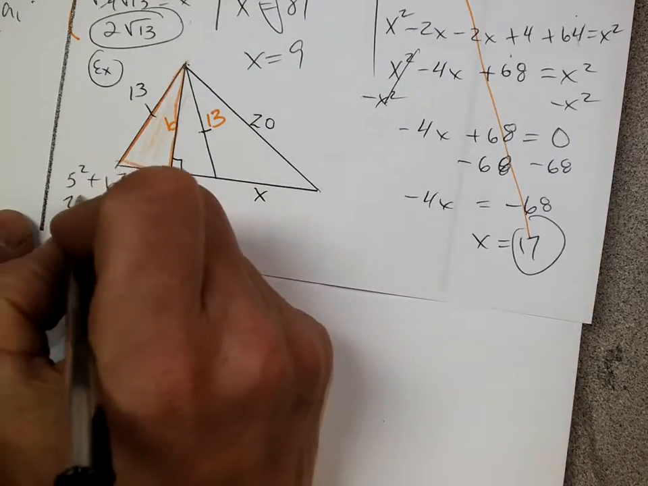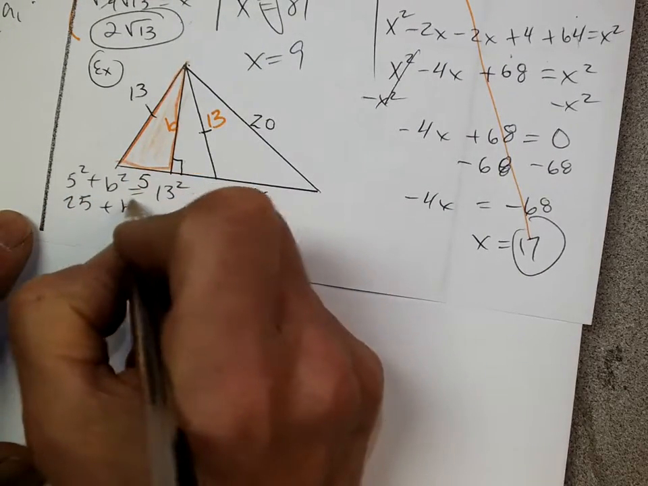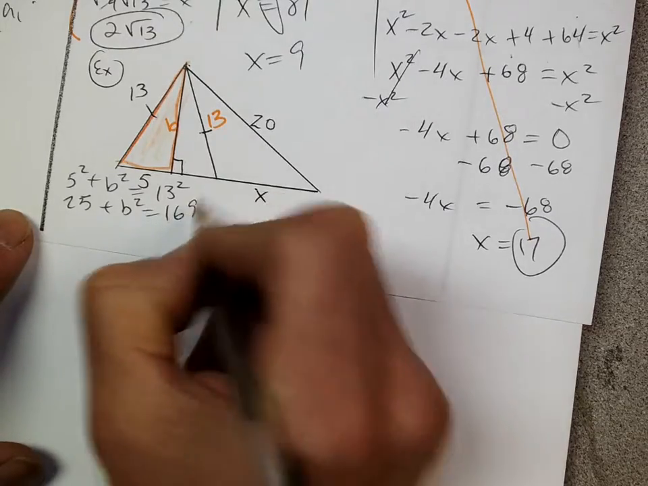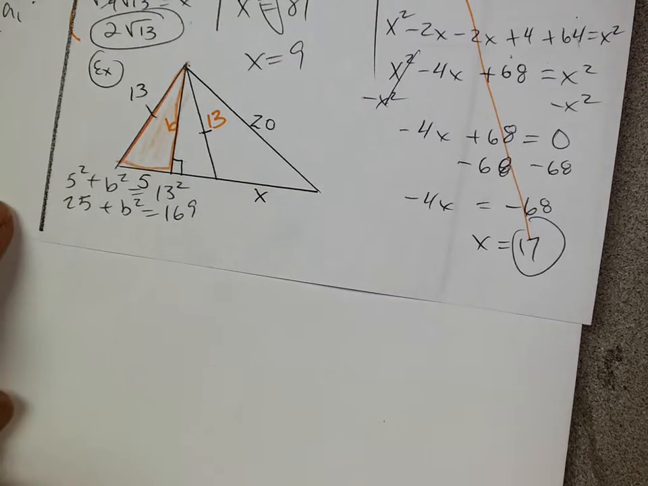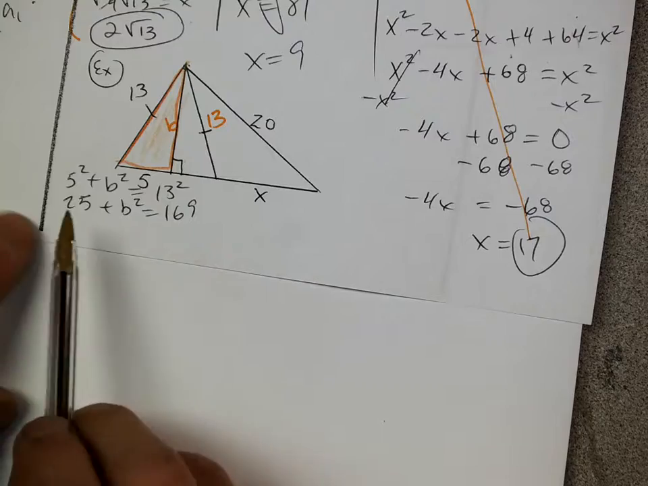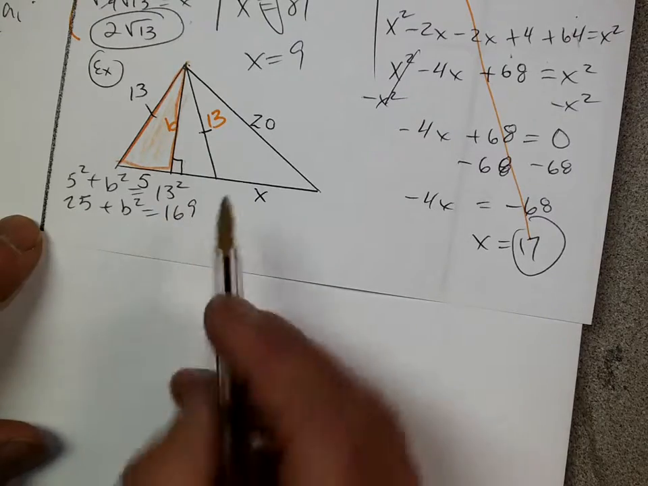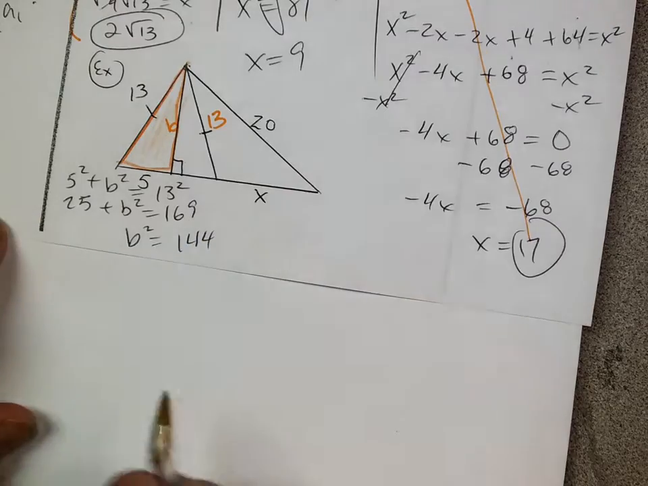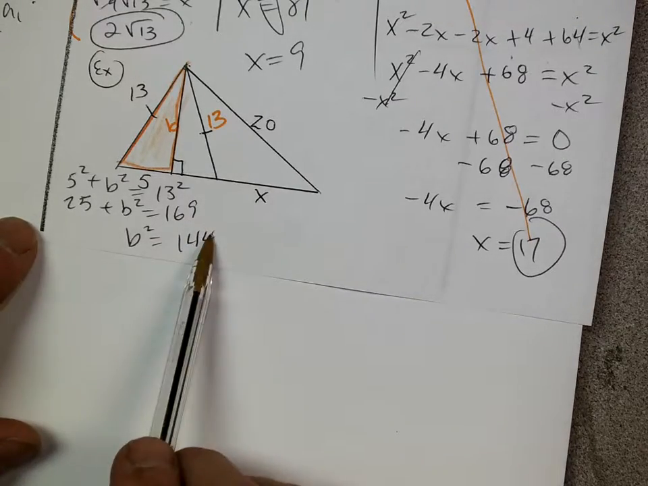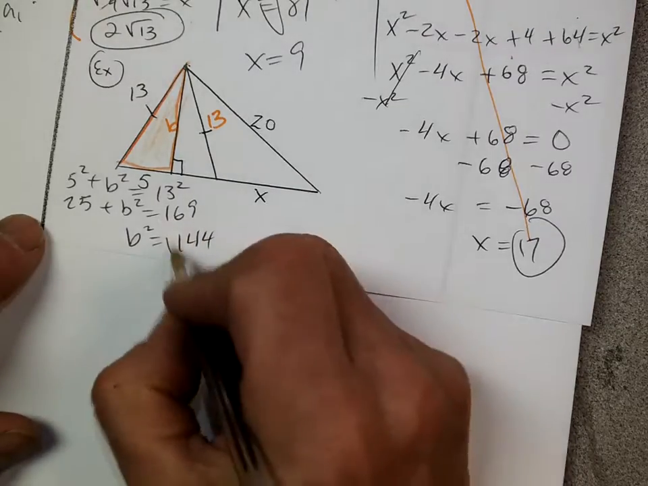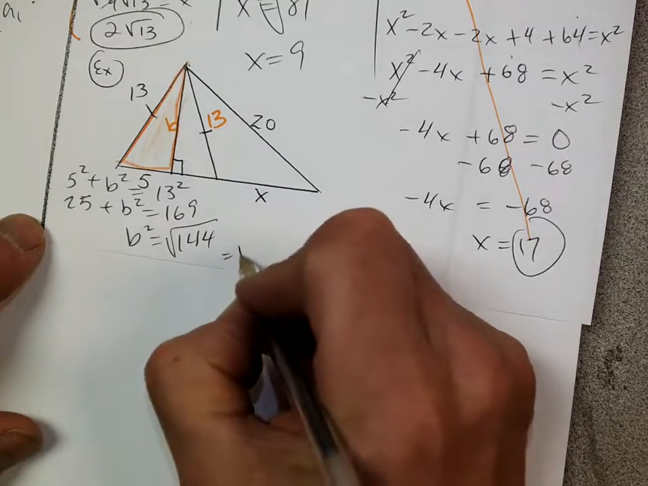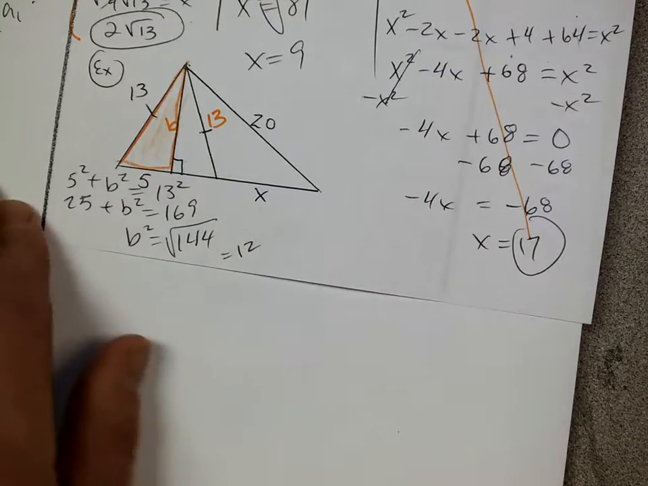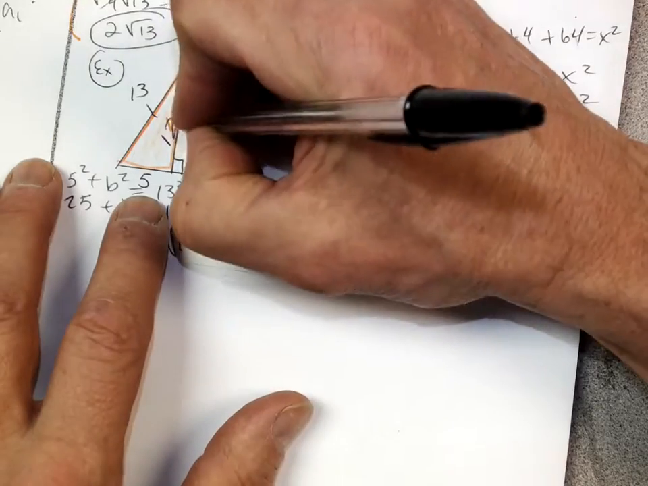So 25 plus b squared equals 169. I just squared the 5 and squared the 13. Minus 25, I get b squared equals 144. Just subtract 25, subtract 25. Square root that, and I get 12. Okay, so let's put that right here. This is 12. That's 12.